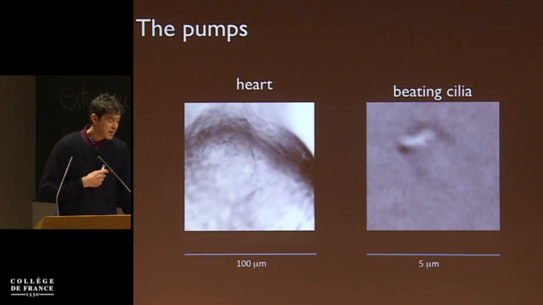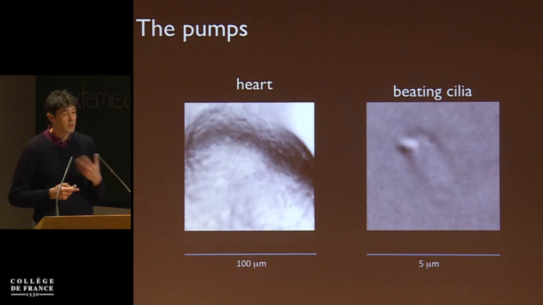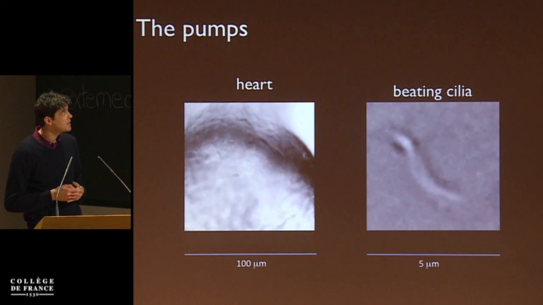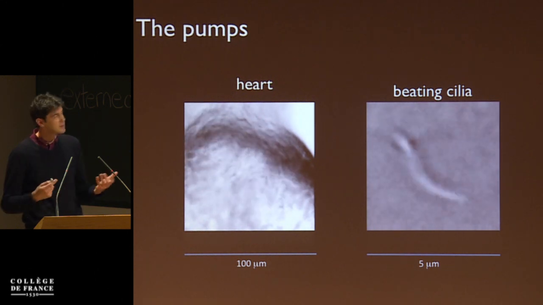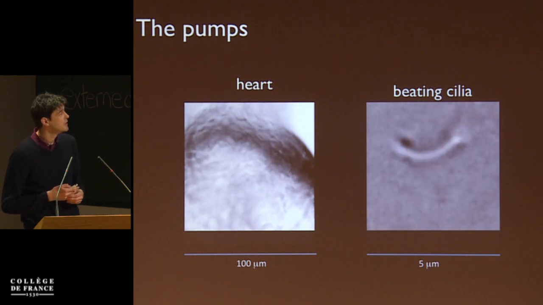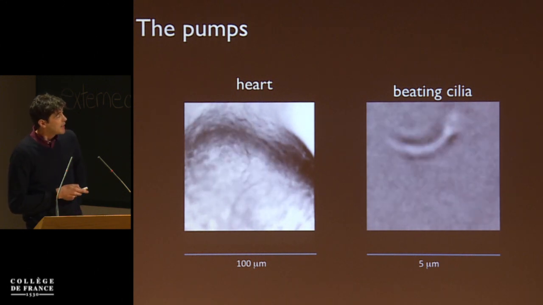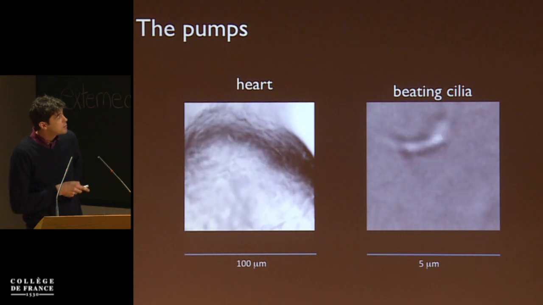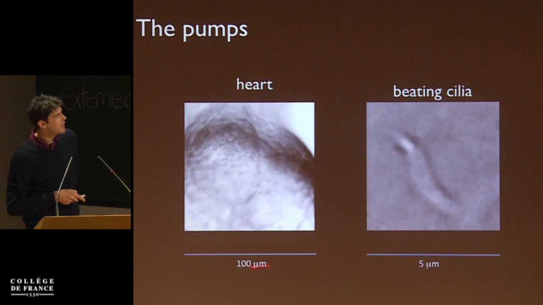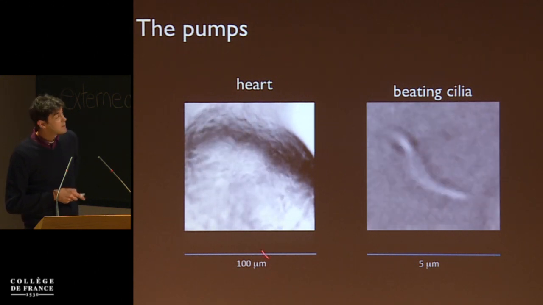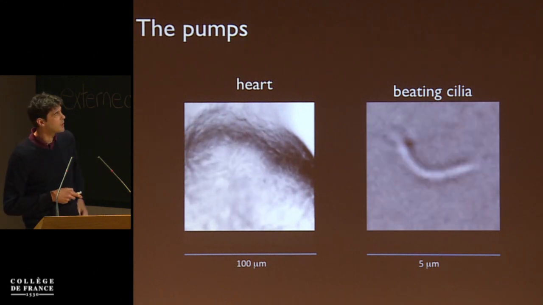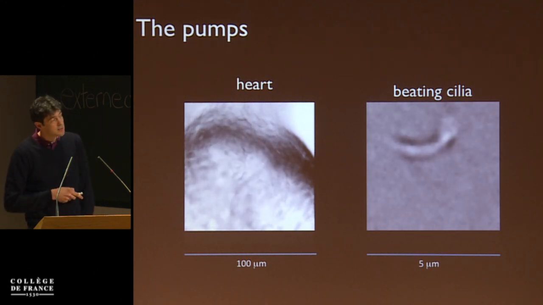Now, obviously, to generate these flows, you need so-called pumps. There are two main pumps in the embryo. The first one is the heart, obviously. And actually, the heart is the first organ to be functional in the body. So this is a zebrafish heart, the size of a human hair. Very small, but still already extremely efficient in propelling fluids within the cardiovascular system at embryonic stages.